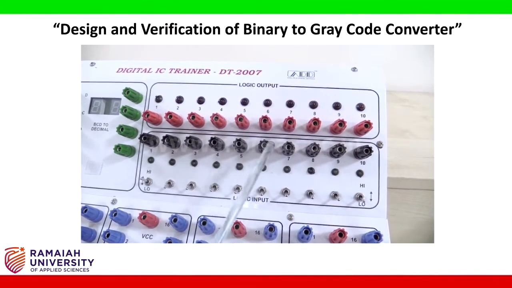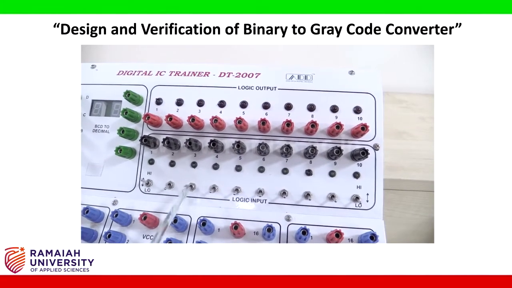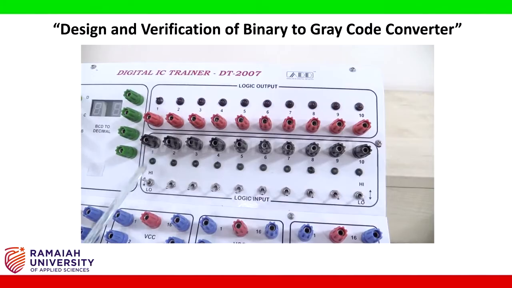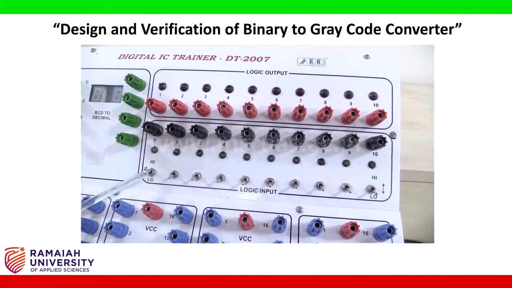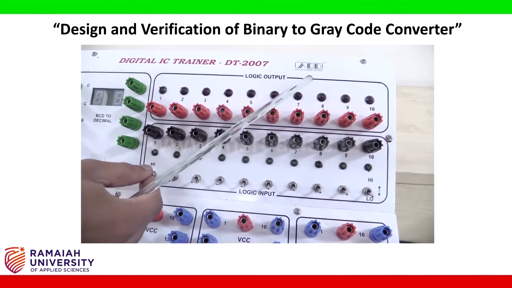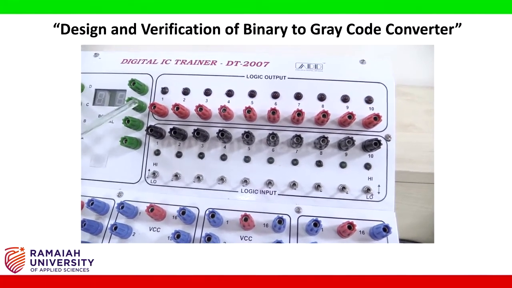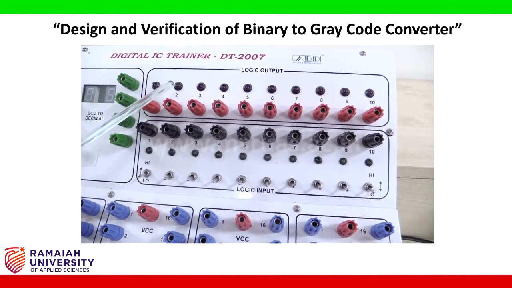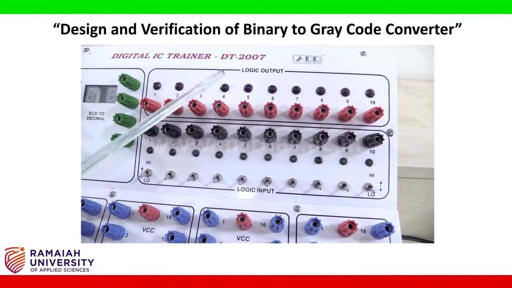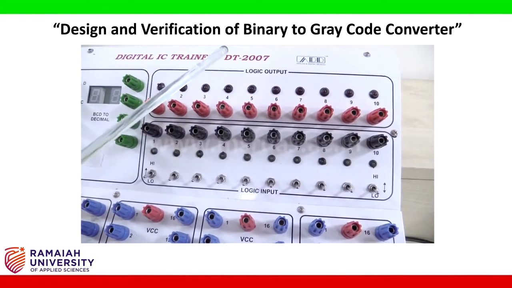Here we are going to connect the inputs, and inputs can be varied by varying the toggle switches which are present here. If you keep the toggle switch to the top position, that means the input is high, and if you keep it to the low position, that means the input is low. Output can be verified by looking into the LEDs. If the LEDs are on, that means that particular output is high. If LED is off, that means the particular output is low.